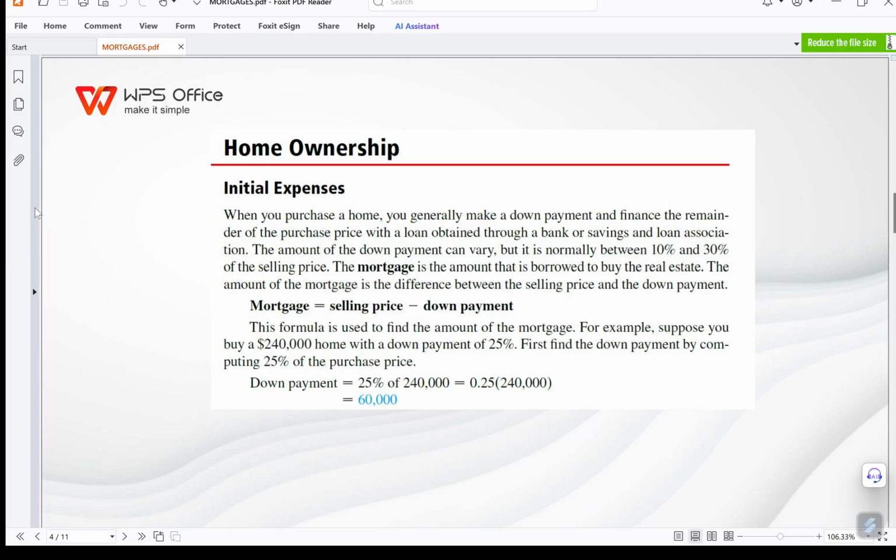Again, we are in mathematics of finance, and our next topic is mortgages. First, we start with home ownership, and here you will realize how much it costs you to own your own home. Okay, so initial expenses.